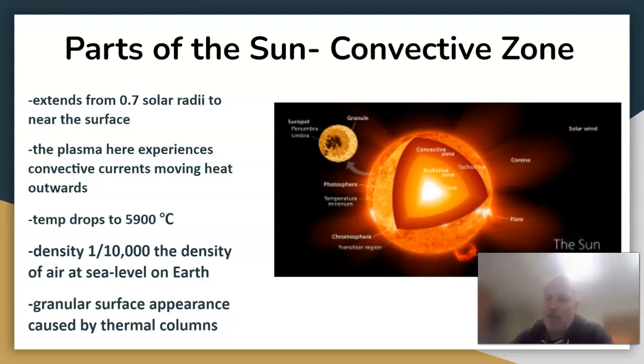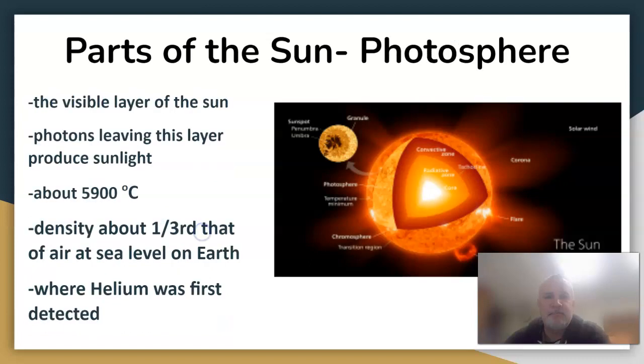It creates this kind of a granular appearance on the outside. We have the photosphere. That's the visible layer, so that's also on the outside, and that's what we really see the most of. This is where photons are leaving, and that's what produces sunlight. They hit our atmosphere, and that's where we get the light from. And again, about 5,900 degrees Celsius.